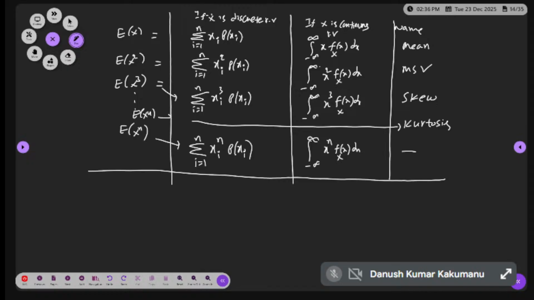Yeah, coming to next. What are the types of moments we have? It's a very, very important concept. Those who are absent, ask your friends also to go through this expectation, very important concepts.